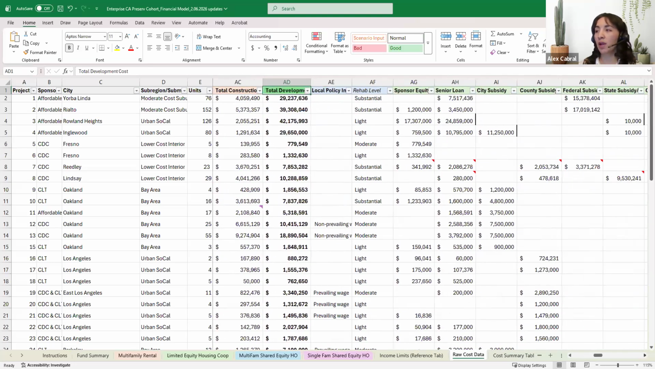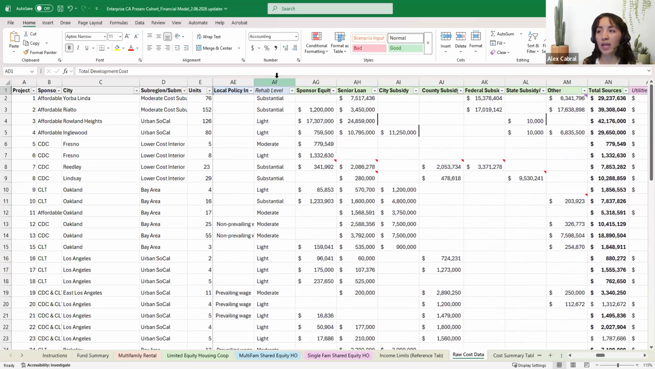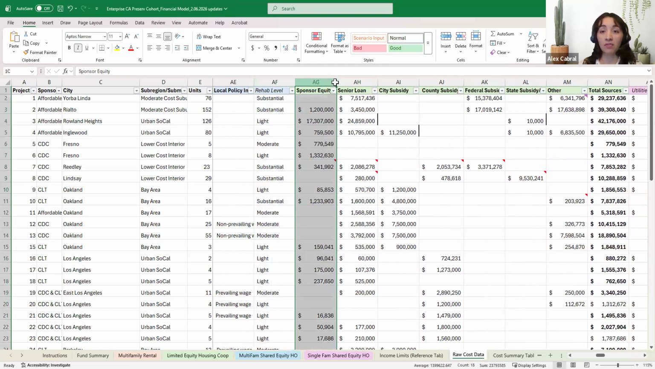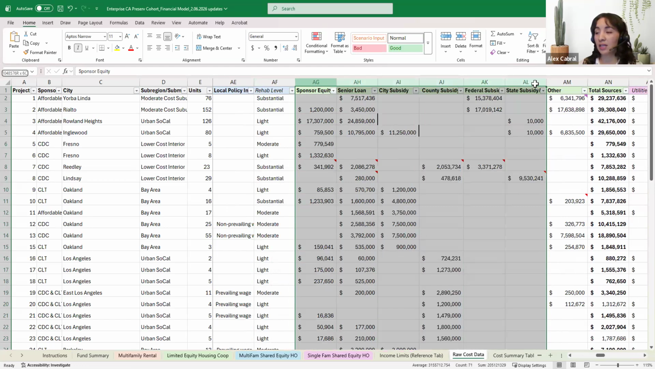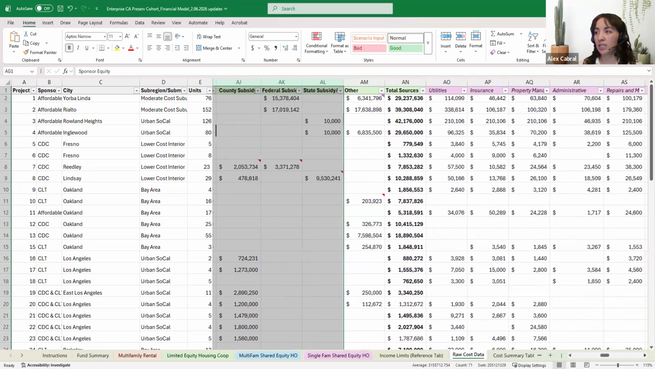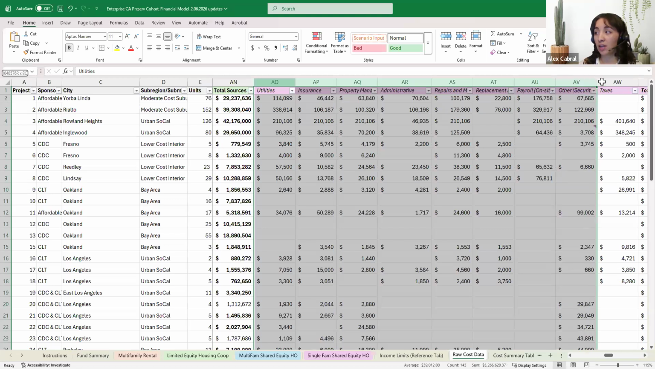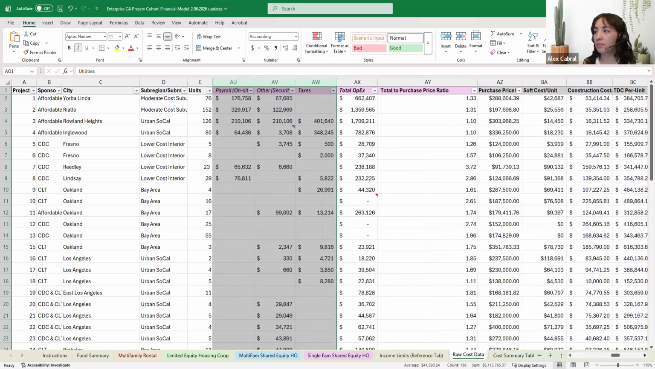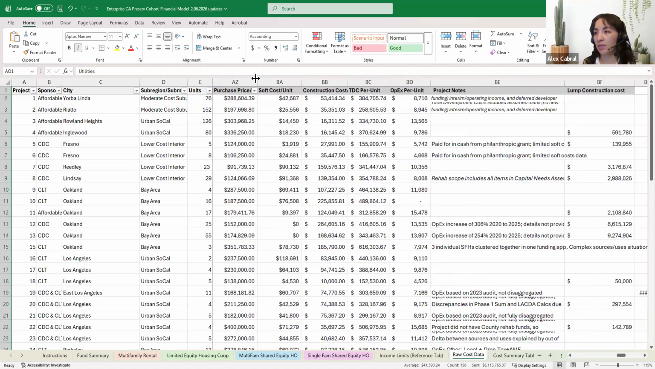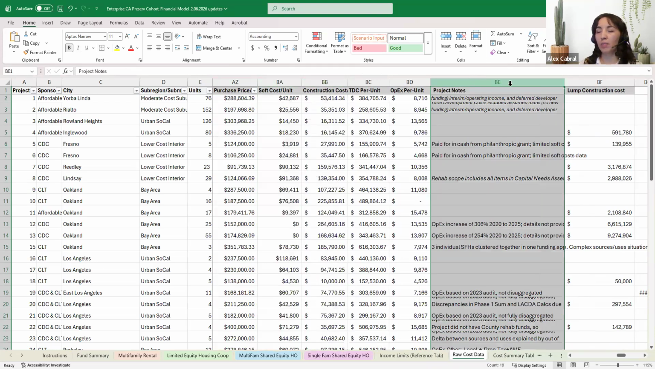As we keep moving to the right, it includes rehab levels, funding sources, amounts, and where they came from. Continue moving to the right. It includes utility costs for operating the property. And then here we have some summaries, some per unit costs, and some project notes if helpful.